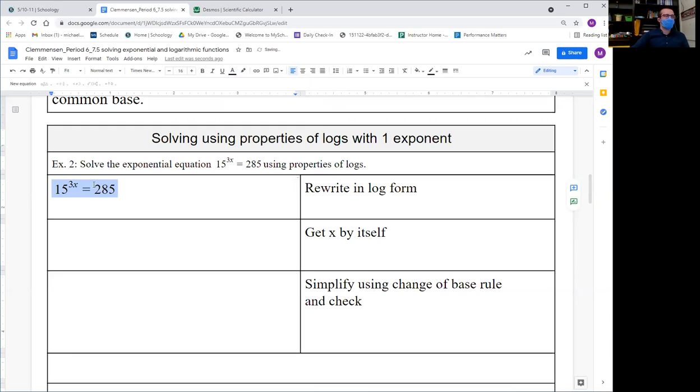First thing I always like to do is rewrite my problem. I think it's a good little standard to do. And then I move some stuff around. My 285 and my 3x are going to replace each other. I'm going to put a little log out front. So my log form is going to change into log base 15 of 285 equals 3x.